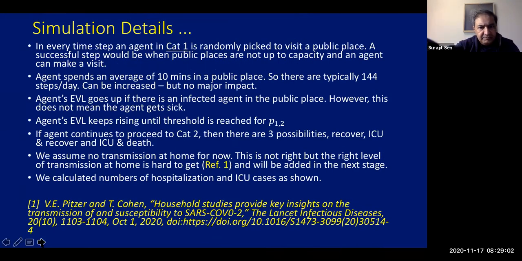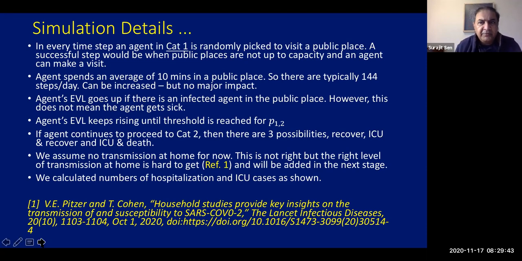Let me lay down a little bit of the simulation details. In every time step, an agent in category 1 is randomly picked to visit a public place. A successful step would be when public places are not up to capacity and an agent can make a visit. That's the first thing. Secondly, an agent spends a very short time in our model, an average of 10 minutes in a public place. I have never been to a grocery store for 10 minutes. I take more than that. But that's what we assumed. We can increase it a little bit. It might change numbers a little bit, but hopefully not very much.